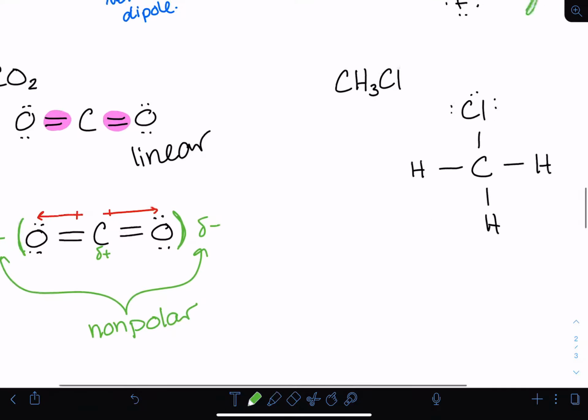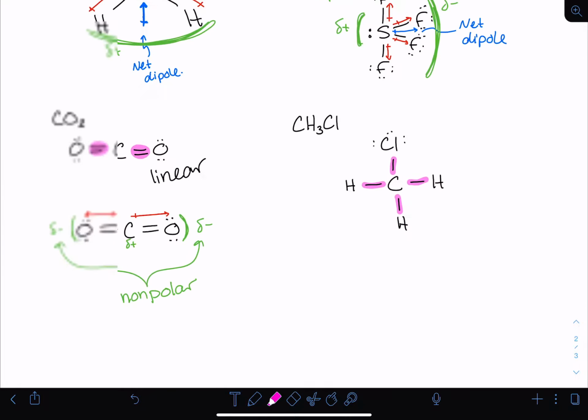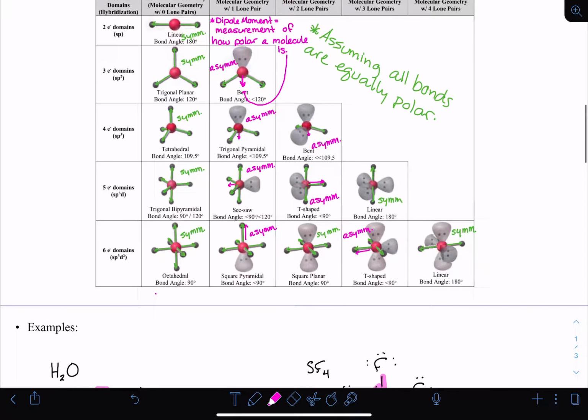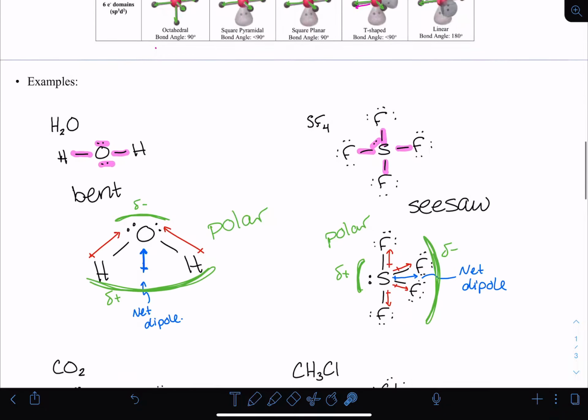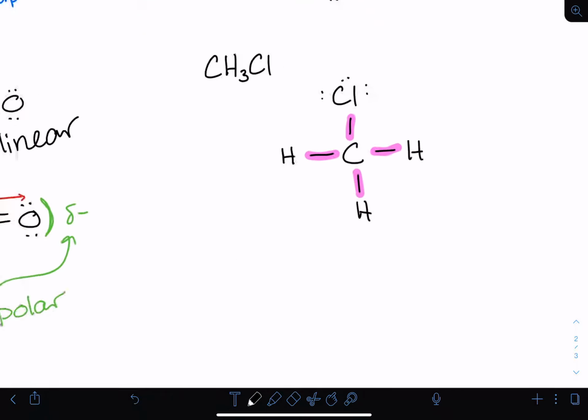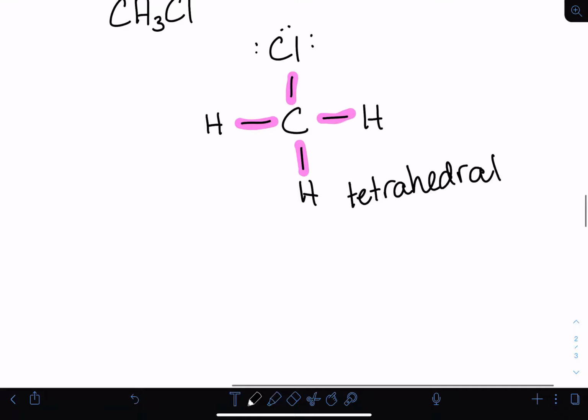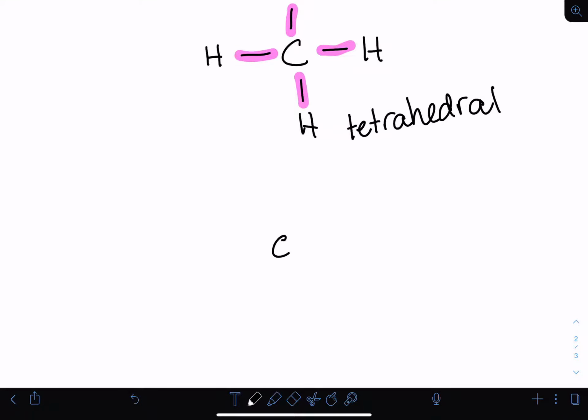So our last example is CH3Cl. So this carbon has 4 bonds around it, which is 4 electron domains. None of them are lone pairs. So the geometry of this is tetrahedral. So it actually looks a little more like this.